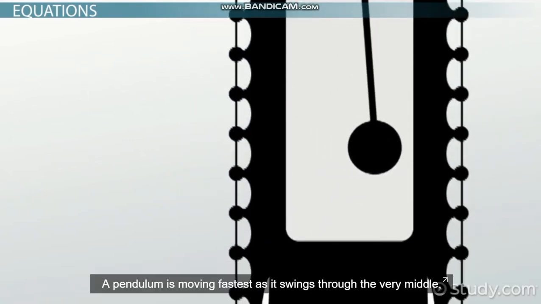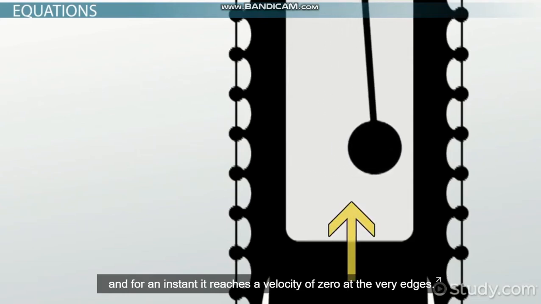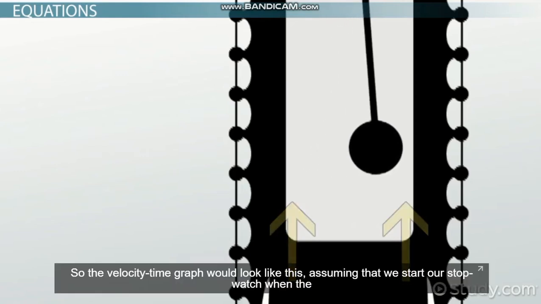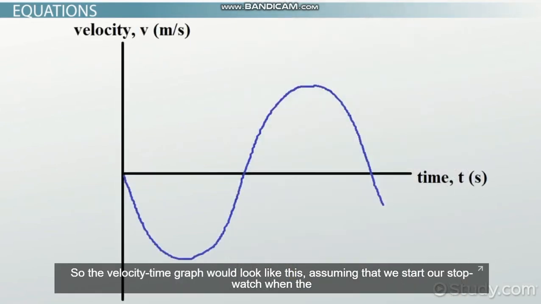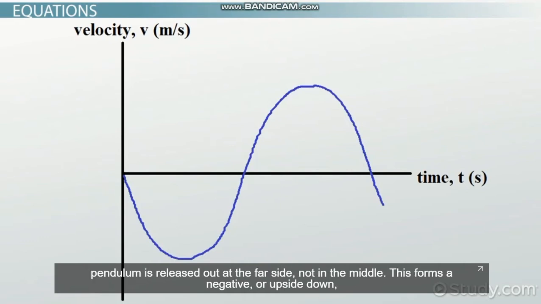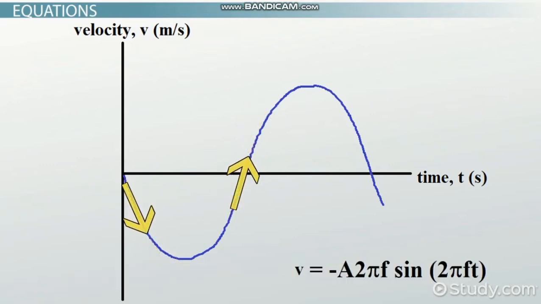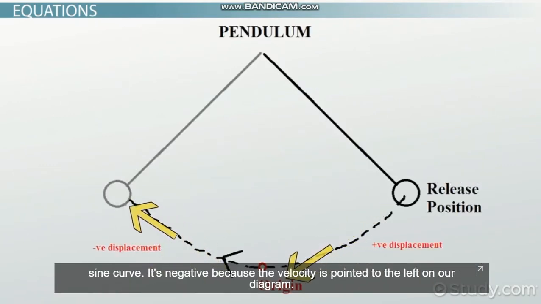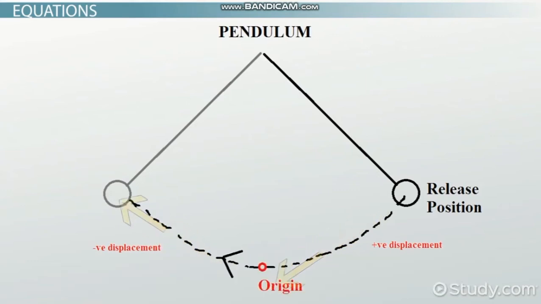A pendulum is moving fastest as it swings through the very middle, and for an instant it reaches a velocity of zero at the very edges. So the velocity time graph will look like this, assuming that we start our stopwatch when the pendulum is released out at the far side, not in the middle. This forms a negative or upside down sine curve. It's negative because the velocity is pointed to the left on our diagram.